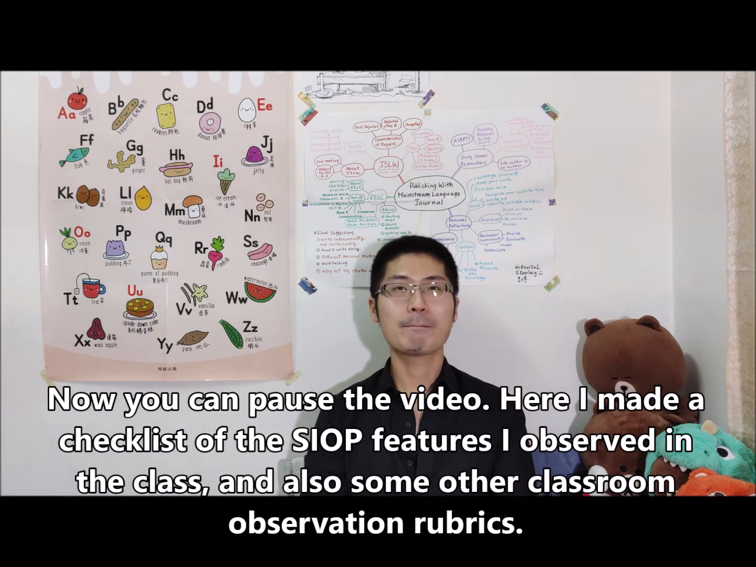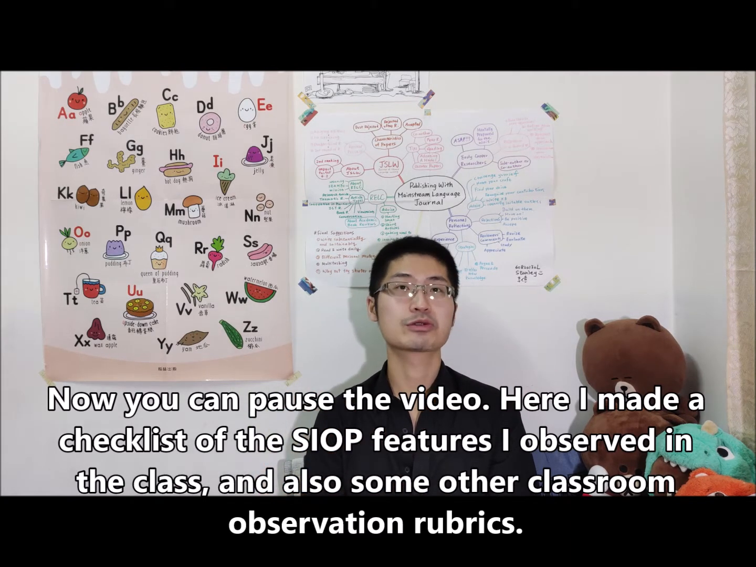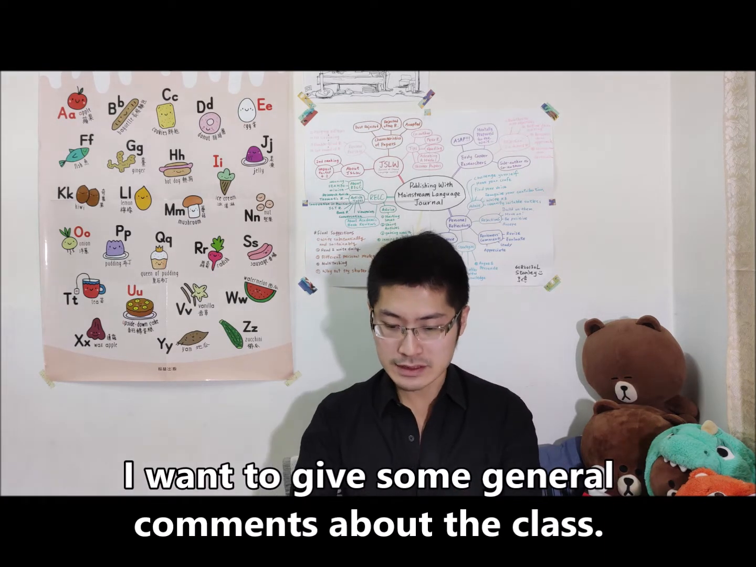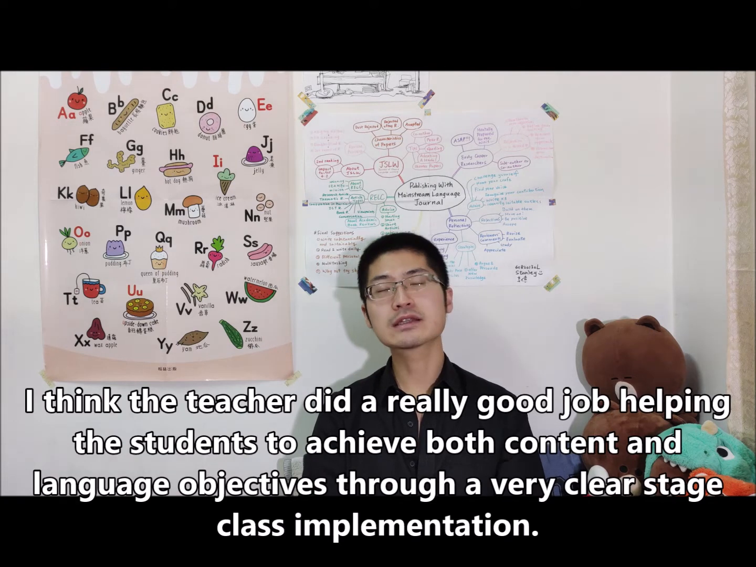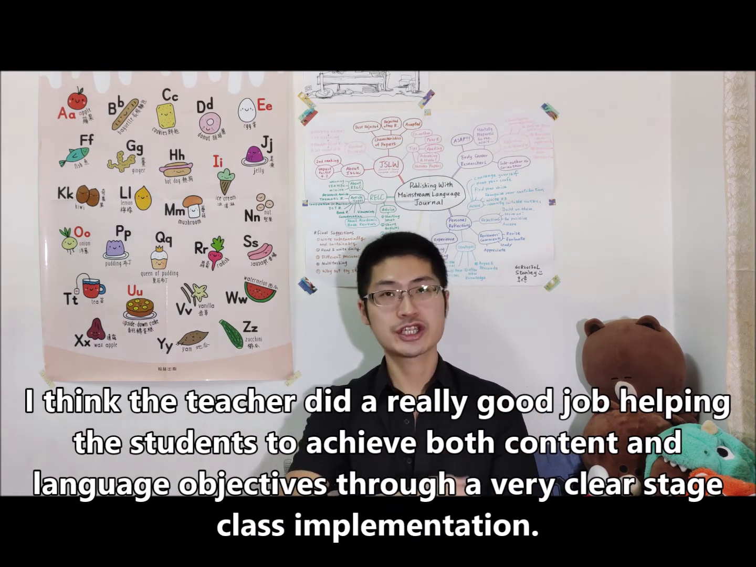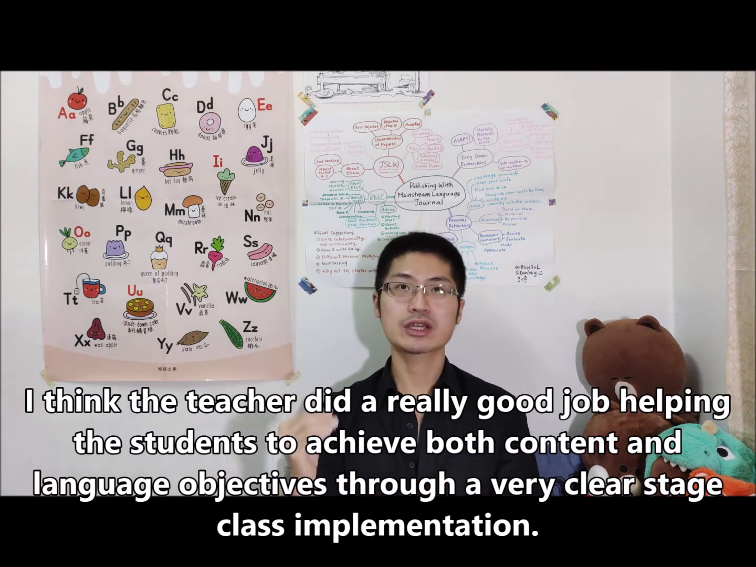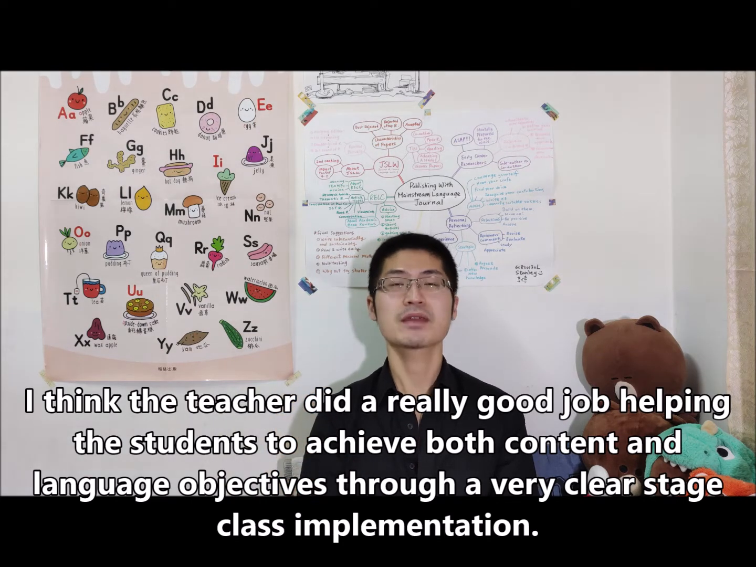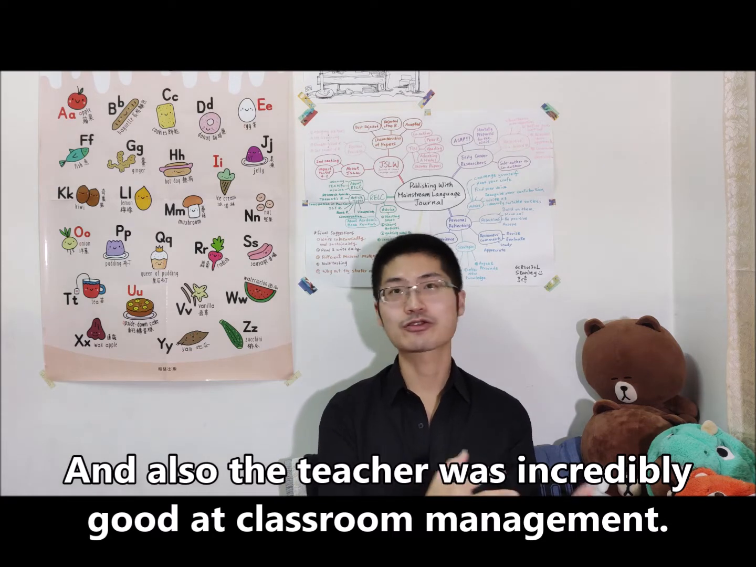Here I made a checklist of the style features I observed in the class and also some other classroom observation rubrics. I want to give out some general comments about the class. So I think the teacher did a really good job helping the students to achieve both content and language objectives through a very clear staged class implementation. And also the teacher was incredibly good at classroom management.